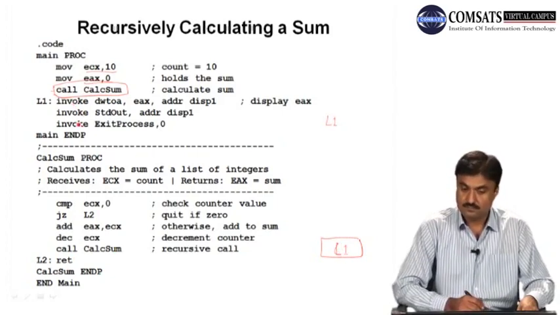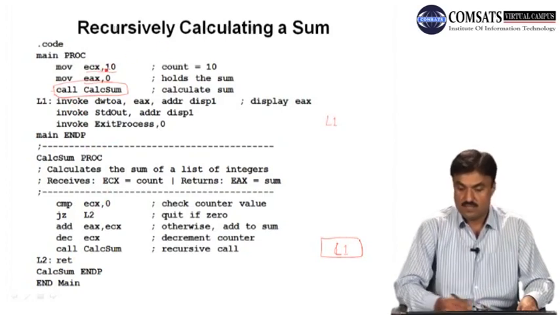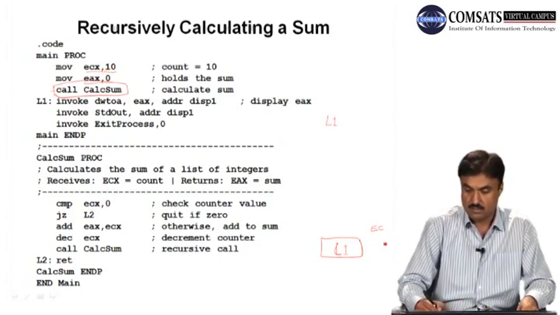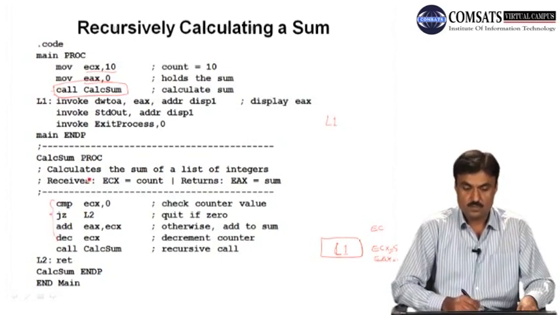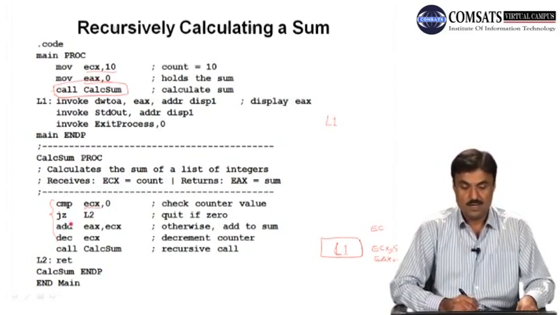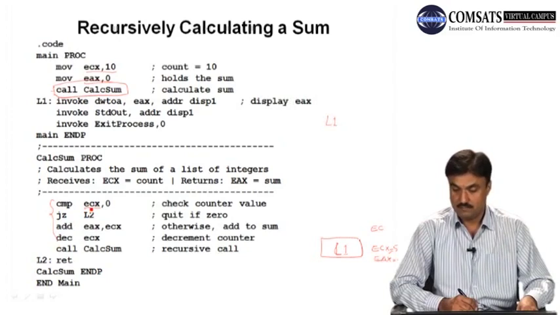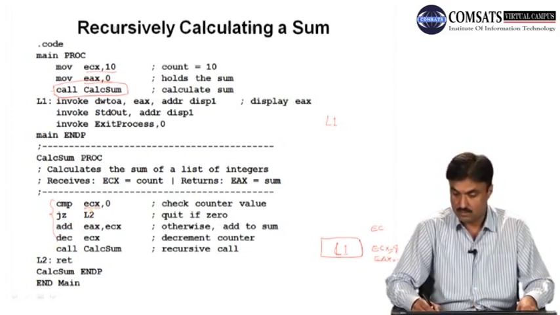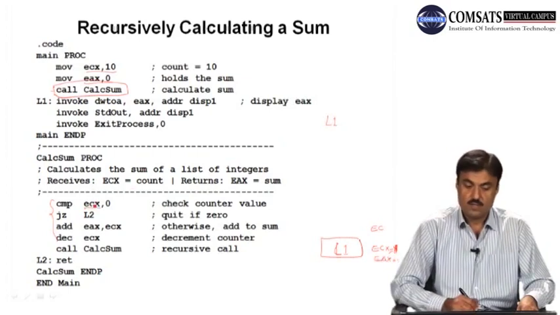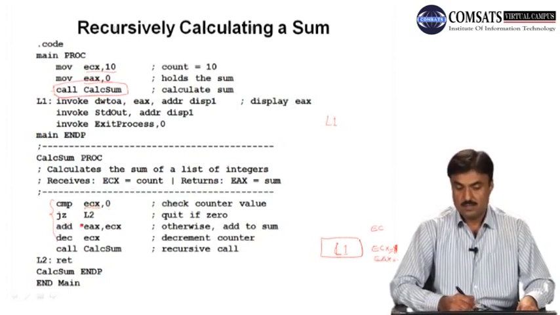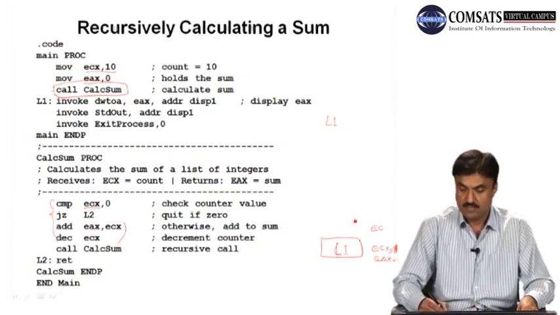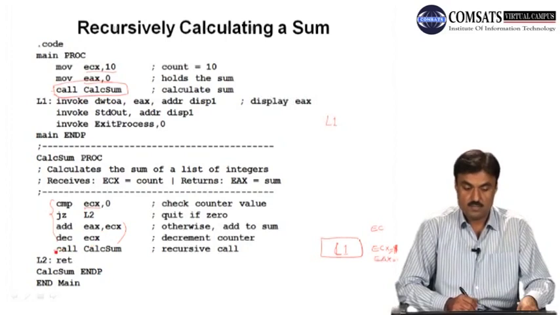However, when we are calling this one, what will happen? We already set the value of ECX here. So we know that when we are calling, then ECX is equal to 5 and EAX is equal to 0. However, in this procedure, ECX is compared with this 0 and so on. It will not jump because the value for ECX is equal to 10. So if ECX is not equal to 0, then what will happen? We are going to perform this add operation. And after performing this add operation, we are calling this one.